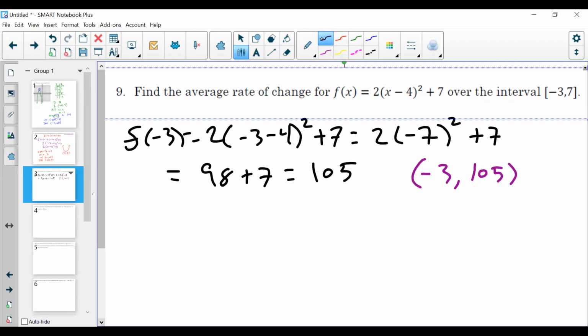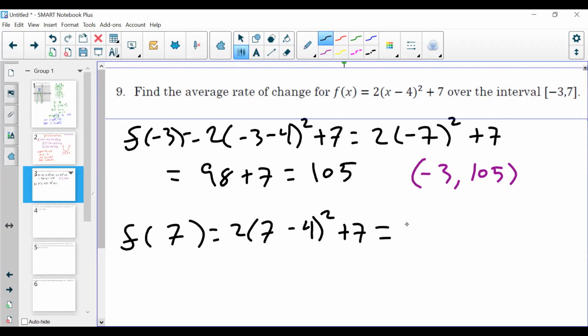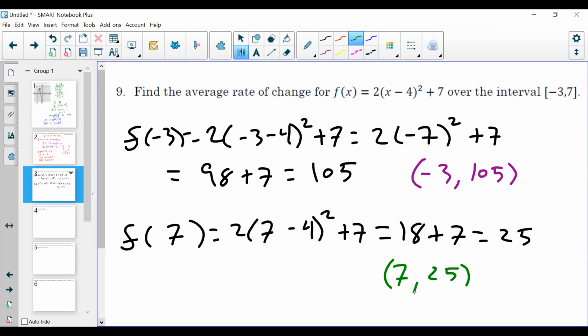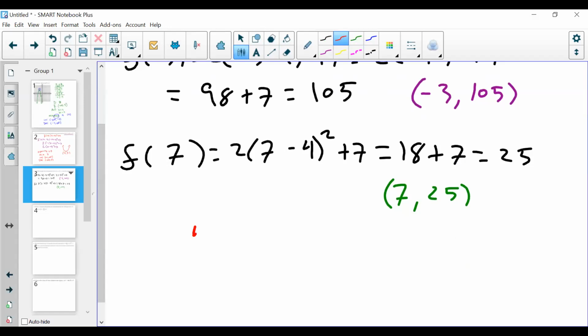And now I'm going to do the same thing with the other point of 7. So I have 2 times 7 minus 4 squared plus 7. We'll solve this out. 7 minus 4 is 3. 3 squared is 9. 9 times 2 is 18 plus 7. That's 25. So my other point is at 7, 25. So the first step here is always figure out your 2 points. And once you have your 2 points, then you want to use your average rate of change, which is y2 minus y1 all over x2 minus x1.